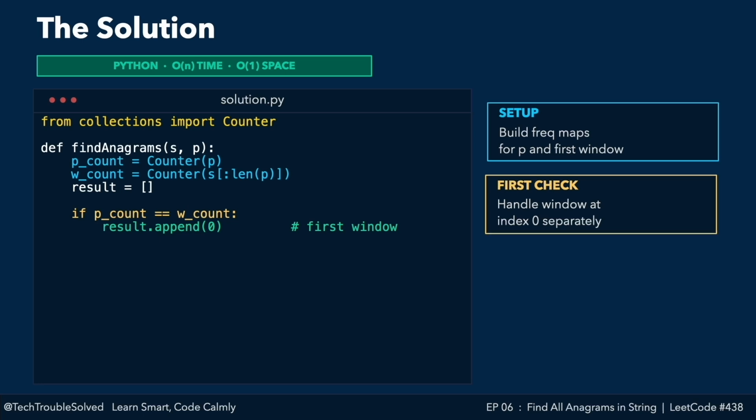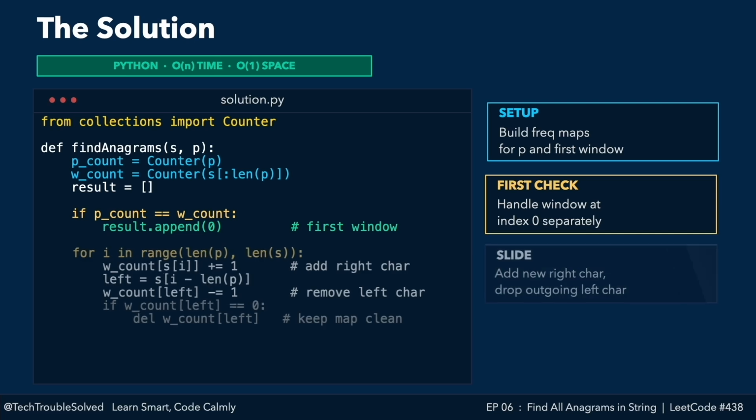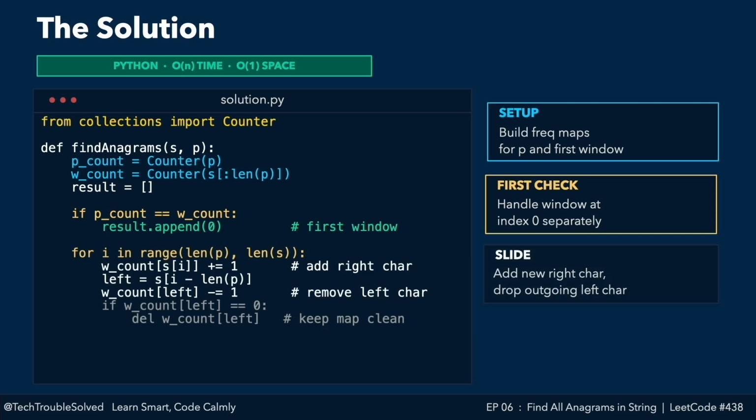Decision 2. Window 0 checked before the loop. If it matches right now, 0 is already an answer. Miss this and you miss the case where the answer is a list with index 0. Decision 3 and the detail everyone forgets. w_count of s[i] incremented by 1, so right character in, and w_count of left is decremented by 1, so left character out.